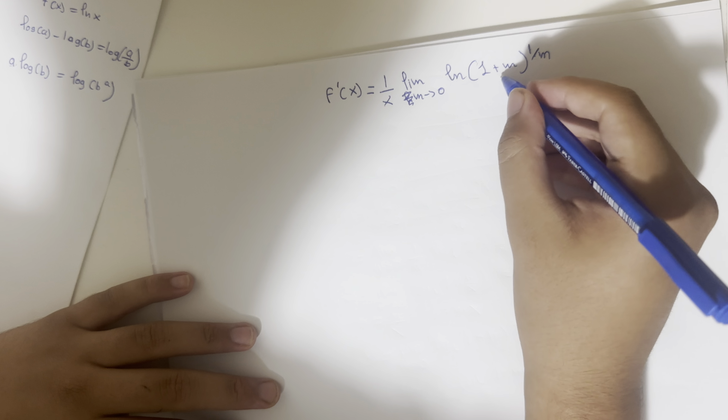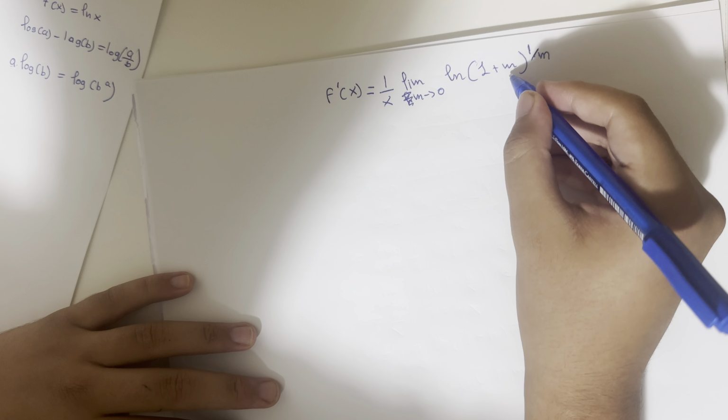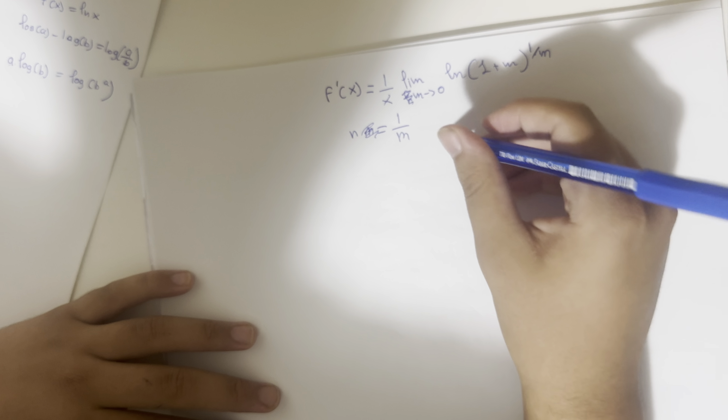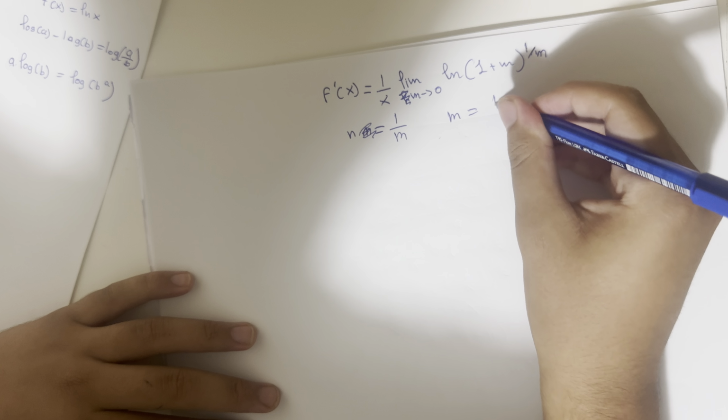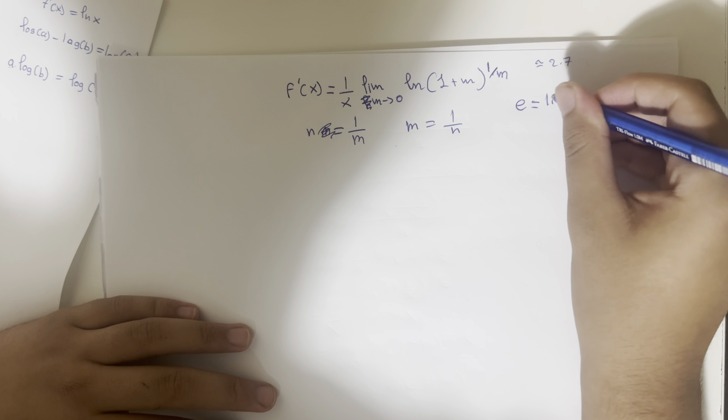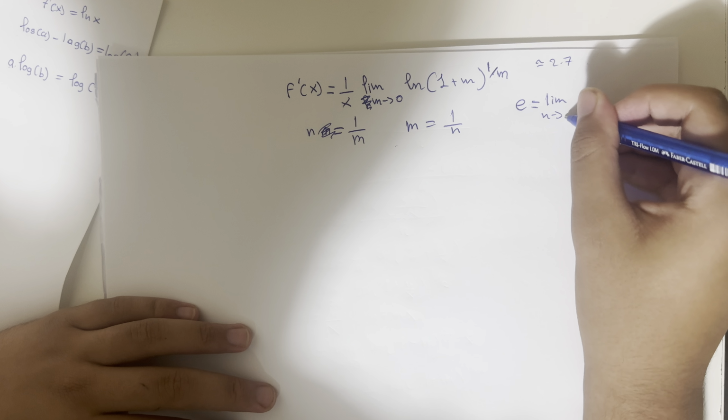And we're going to go ahead and find out what this limit is very soon. So right here, let's say n equals 1 over m. Then that means that m is equal to 1 over n. And first, quickly, we're going to recall that e, Euler's number, which is 2.7-ish, obviously it's irrational, so it goes on forever, e is equal to the limit as n goes to infinity of 1 plus 1 over n to the n.